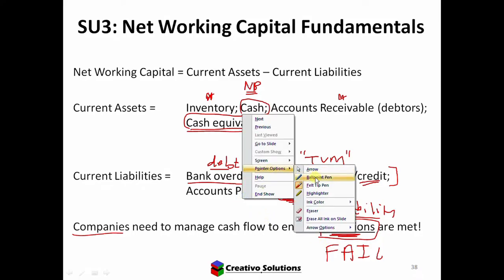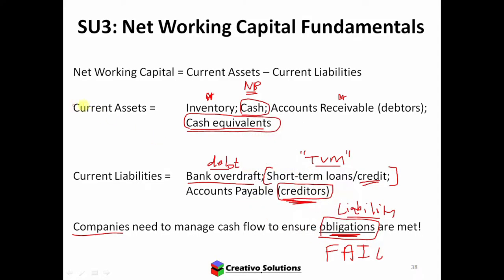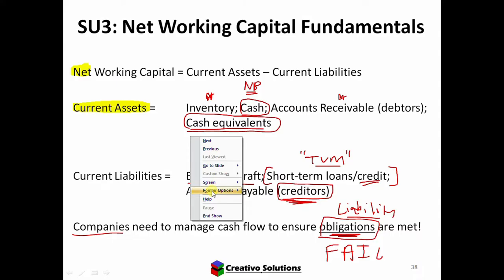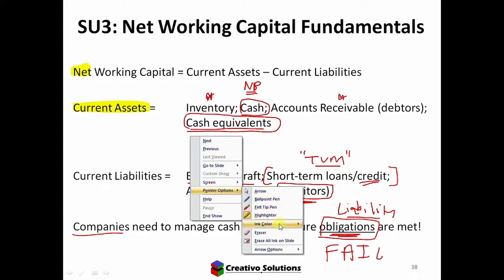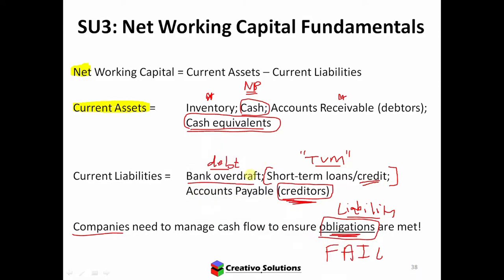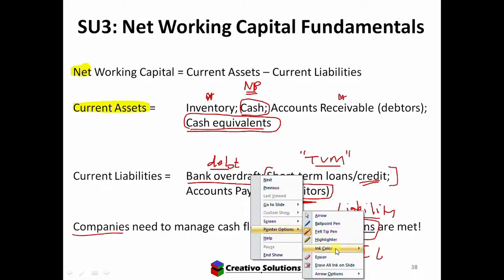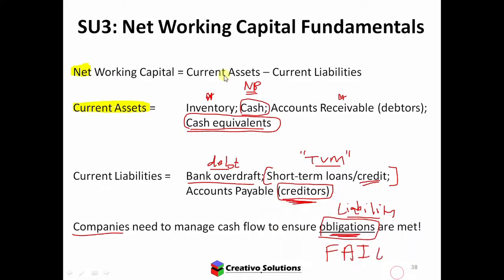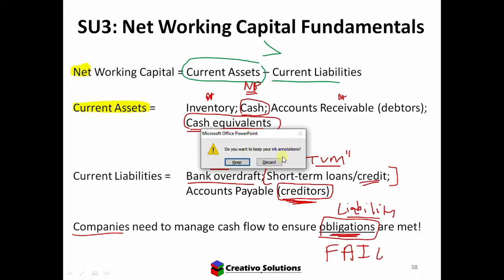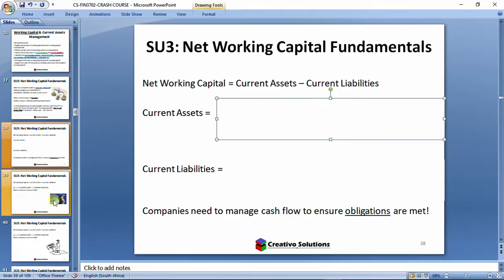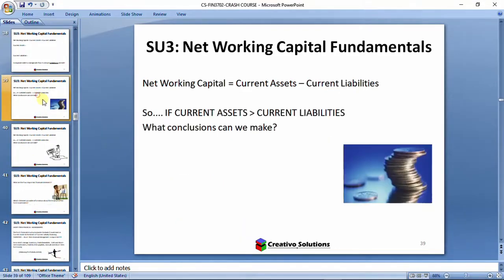So survival in a financial management context is this, the net working capital. Which one must be bigger? Current assets. Yes, you always want this to be greater than that. Happy with that slide? Okay, just a bit more theory.